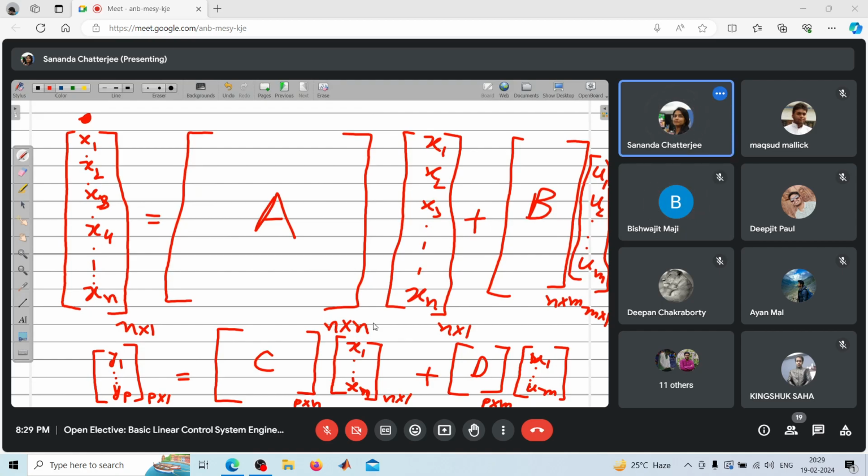Ma'am, it will be representing n cross p or p cross n. The order of C will be p cross n, otherwise multiplication will not be possible. C matrix, see the first element, that y1 you will get from the multiplication of the first row with the state vector. So in the first row, how many columns should be there? n columns. Like that, you should have p rows. So therefore, p cross n will be the order of the C matrix.